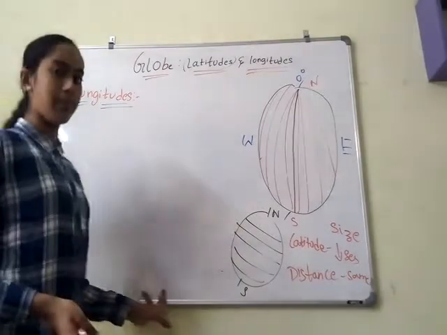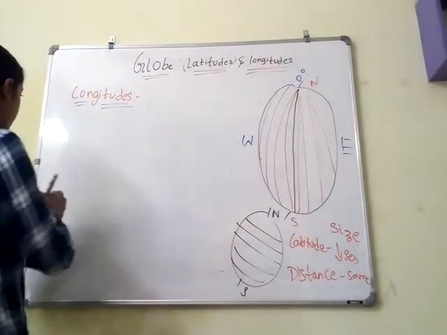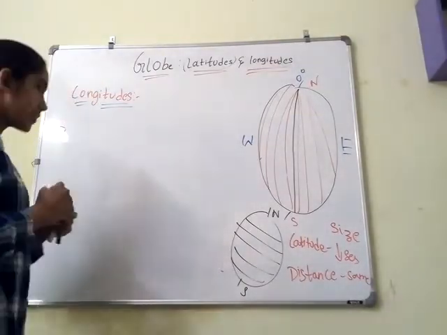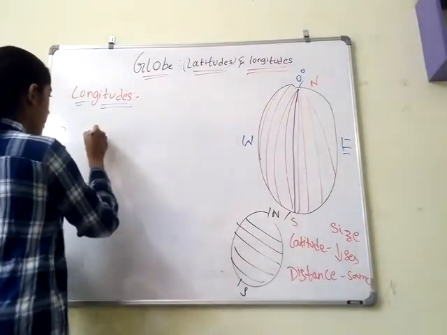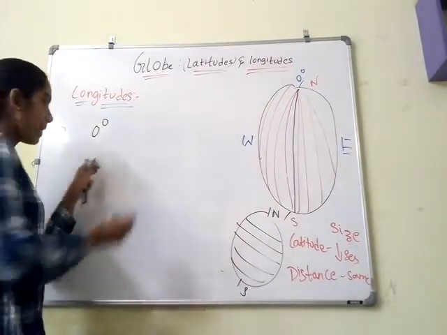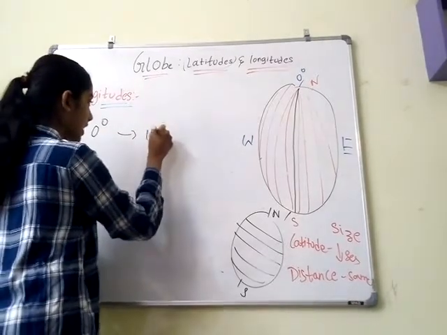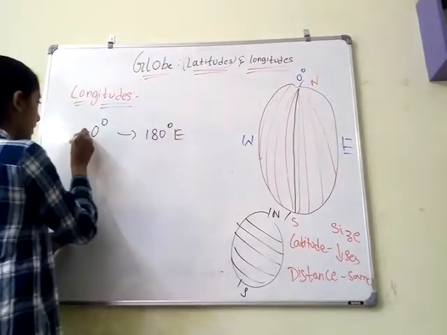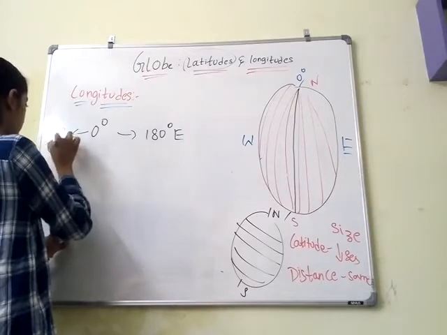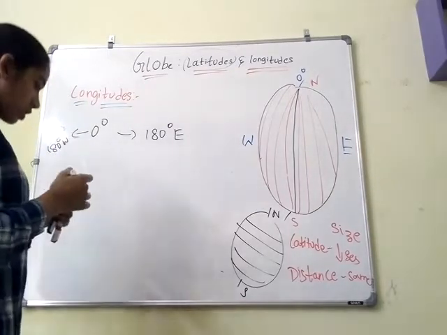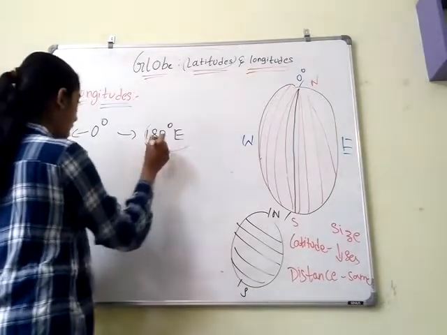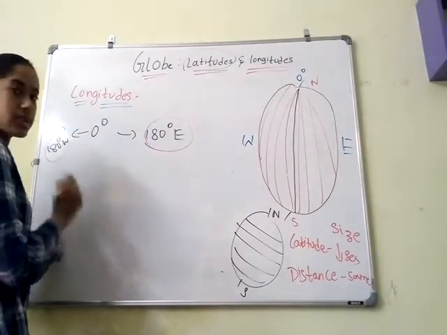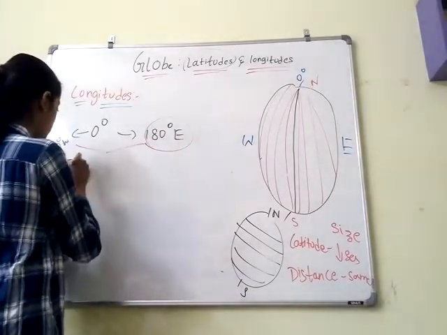Okay, now let's come back to the topic. However, it is very important to know that from 0 degrees, from the prime meridian, it moves to 180 degrees east and then to 180 degrees west. The count will be like this. One important point is that 180 degrees east and 180 degrees west longitudes both meet at the same point.